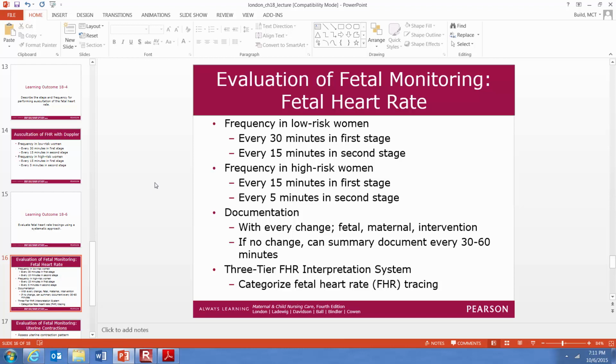If she's high risk, it's every 15 for the first stage and every 5 for the second stage. That's the same as the Doppler. Now let me tell you about documentation.